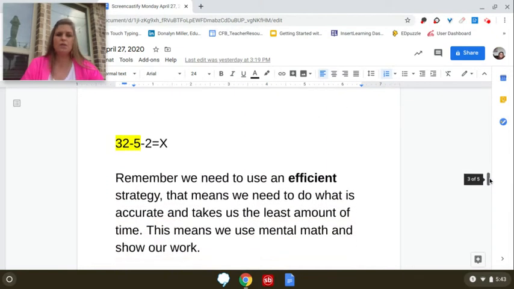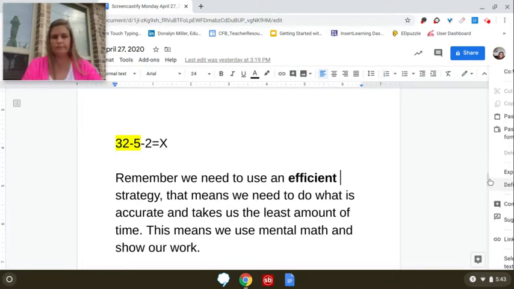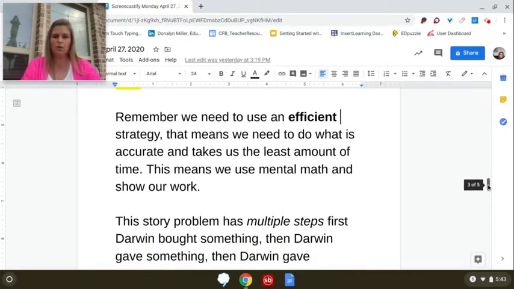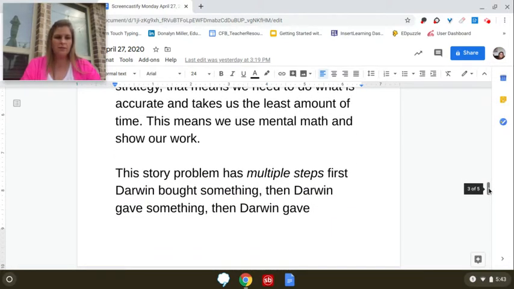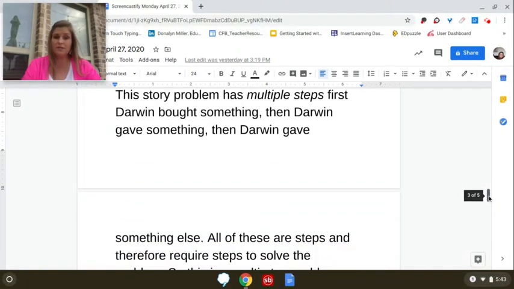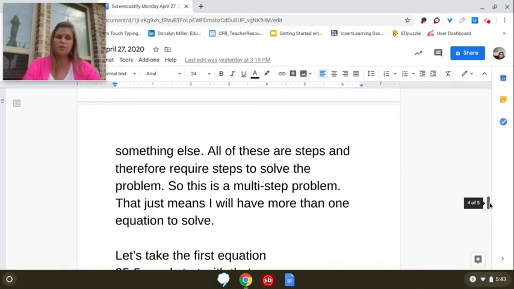Okay. Remember that when we use an efficient strategy, that means that we need to do what is accurate and takes the least amount of time. This means that we're going to use our mental math, but we're also going to show our work. So that's the important part of efficient. You've got to still be able to show me your work. So the story problem has multiple steps. First, Darwin bought something, then Darwin gives something away, and then Darwin gives something else away. All those steps are therefore required steps to solve the problem. So the multi-step problem, this just means that I have more than one equation that I'm going to solve.